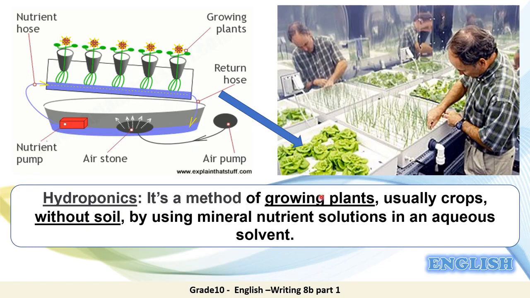Hydroponics is a method of growing plants, usually crops, without soil. So if you can pause and look at the pictures here, they are growing plants but without using any soil. Instead, they are using mineral nutrient solutions in an aqueous solvent.